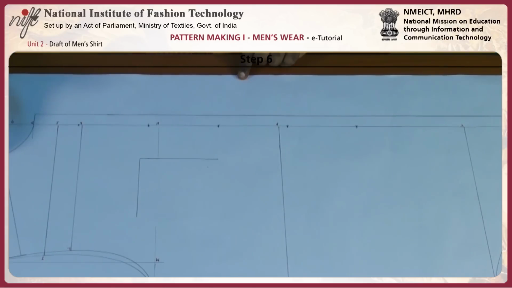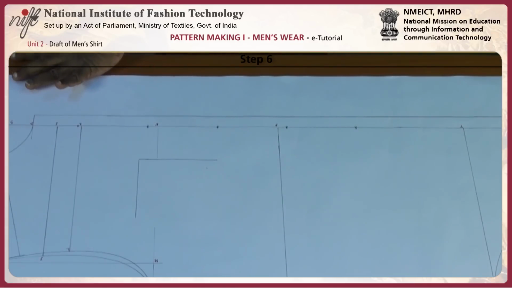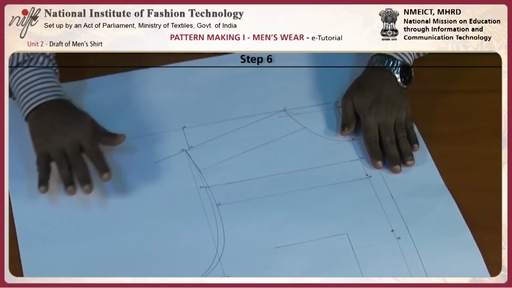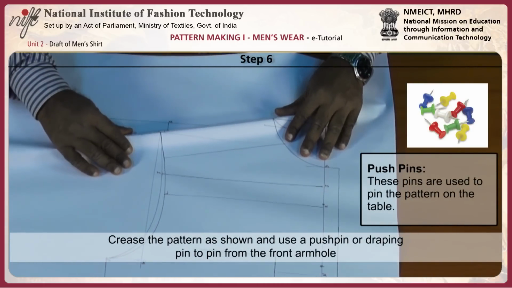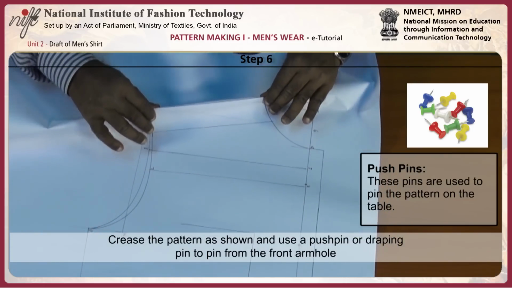To take forward the front portion, we need to use a technique which accurately transfers the portion which is supposed to join the back yoke. Crease the pattern, as I am creasing it.